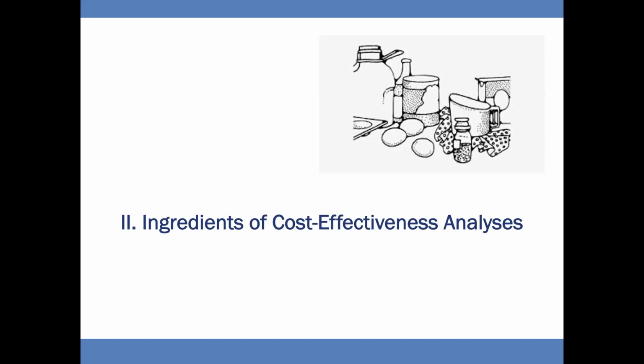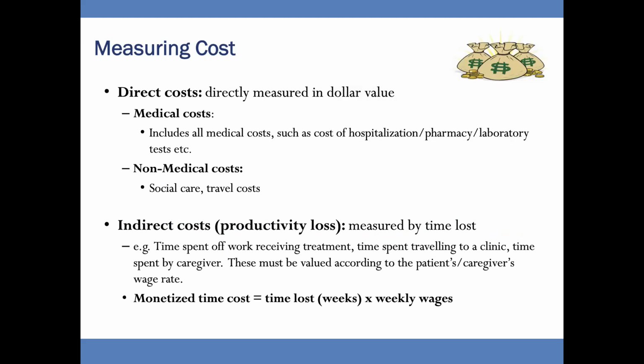All right. So now I'm going to go into a little bit more detail, because I'm talking about estimating cost and estimating effectiveness. But how do you do that? The next few slides will cover this. In terms of the cost, it's important to distinguish the different types of costs that you want to include in the calculation. So we distinguish between direct costs and indirect costs.